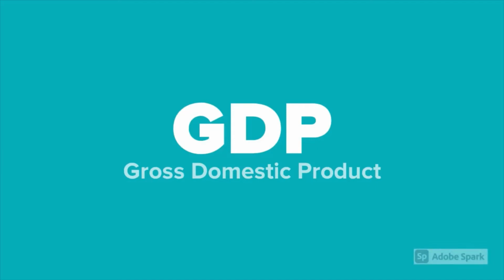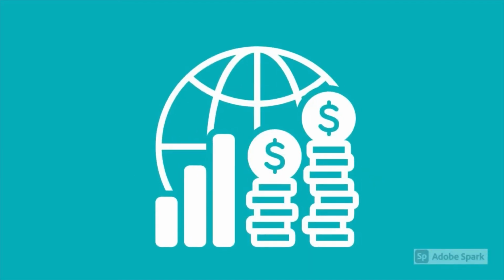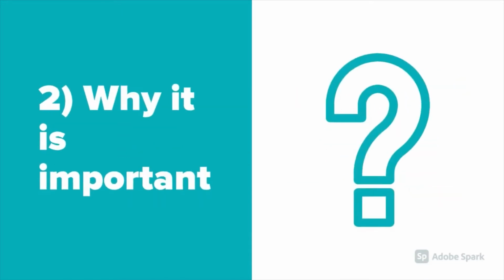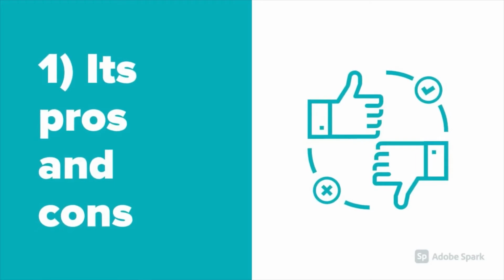GDP stands for Gross Domestic Product, and it measures the size of a country's economy over a certain time period, usually a quarter or a year. In this video, we're going to find out how GDP is measured, why it's important, and whether or not there are any disadvantages to using GDP to calculate the size of a country's economy.